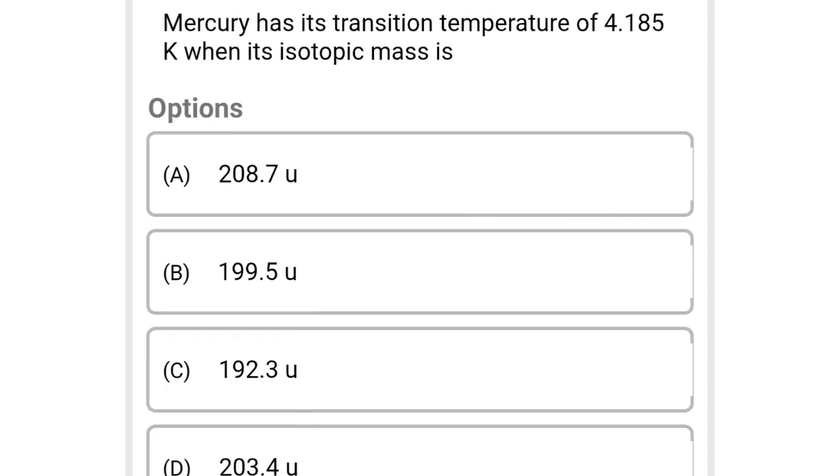Next question. Mercury has the transition temperature of 4.185 Kelvin when its isotopic mass is option A 208.7 u, option B 199.5, option C 192.3, option D 203.4. The correct answer is option B 199.5.